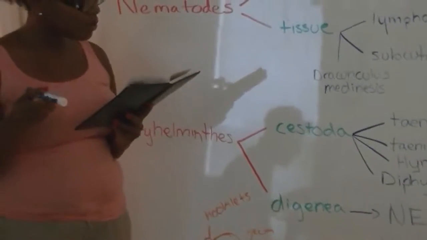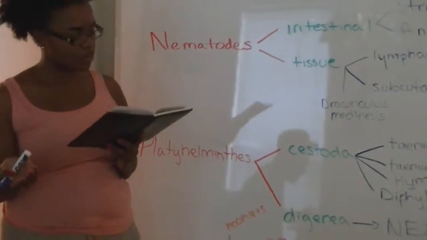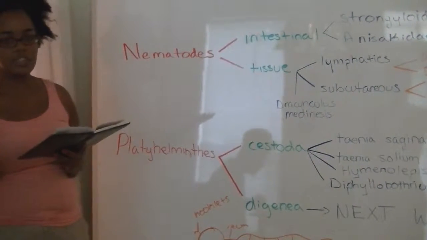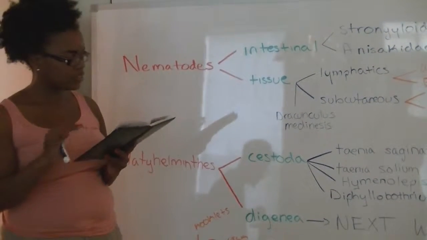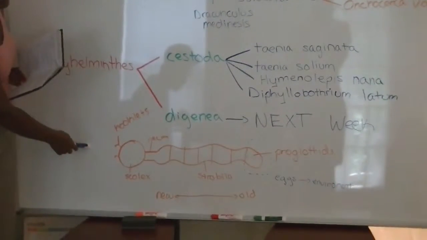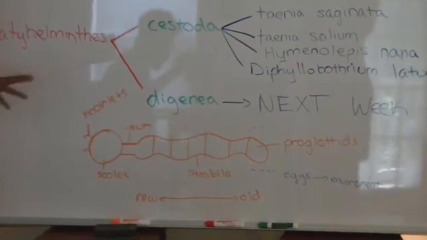The adult form of these are in the intestines of humans, who are the final host, and the larval form are found in the tissue of intermediate hosts. So intestines versus tissue. I drew a little picture down here. Hope you like my picture of the cestode worms. This is just very general.